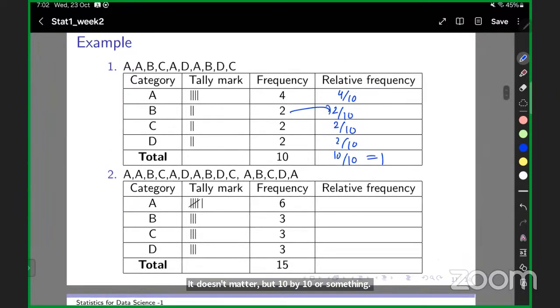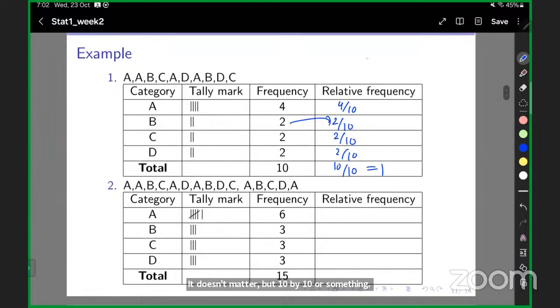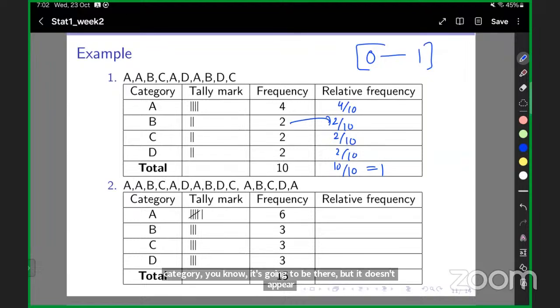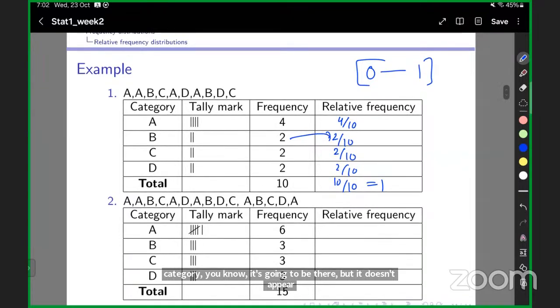So relative frequency will lie between 0 and 1. It's not possible that you can have more than 1 or less than 0. So minimum 0 is possible. Let's say some category is supposed to be there but doesn't appear; in that case, you have to write 0. But generally we have all the categories with some values.